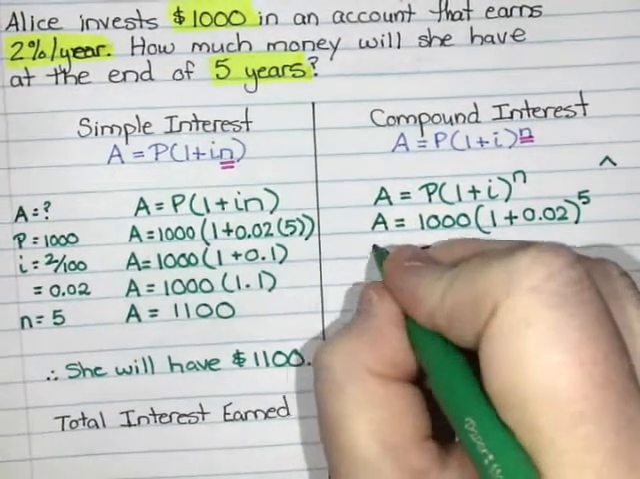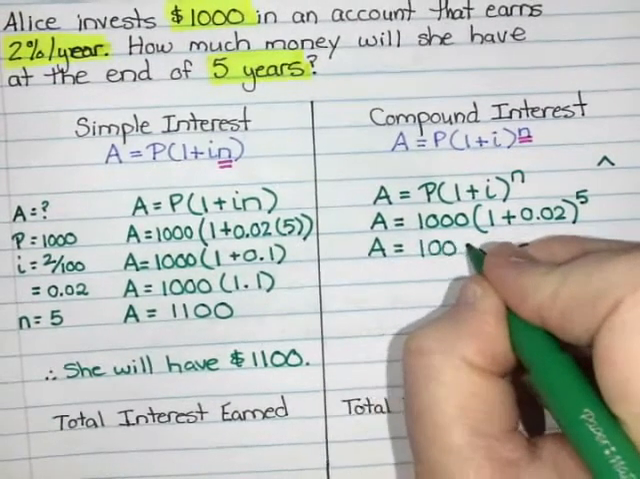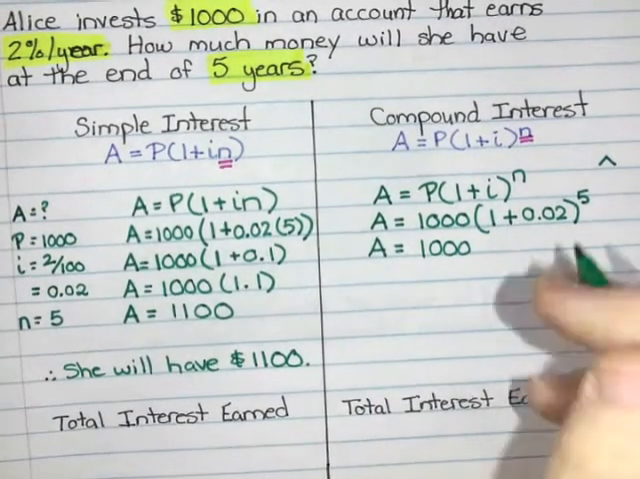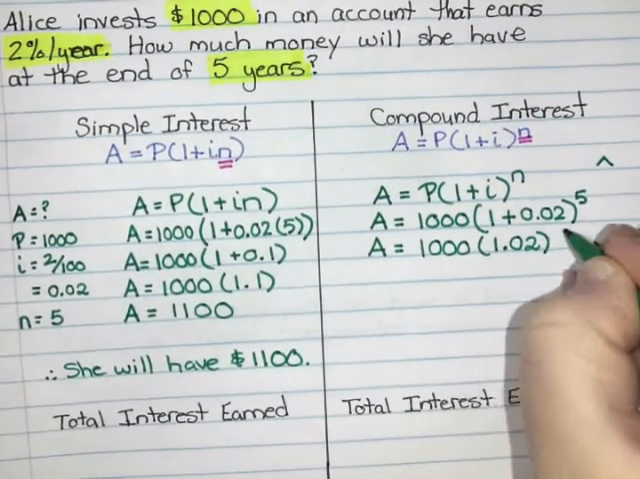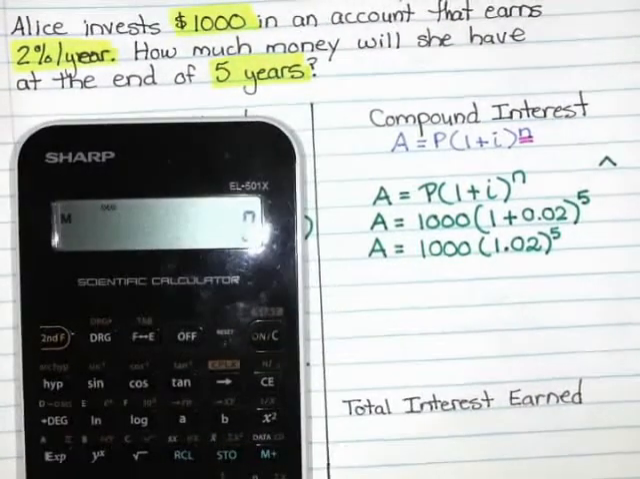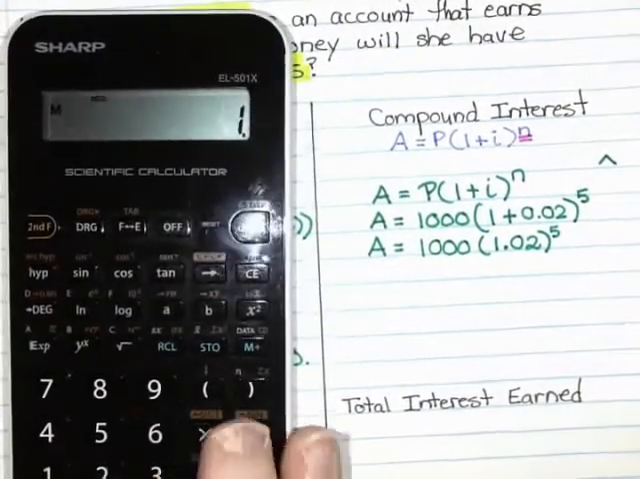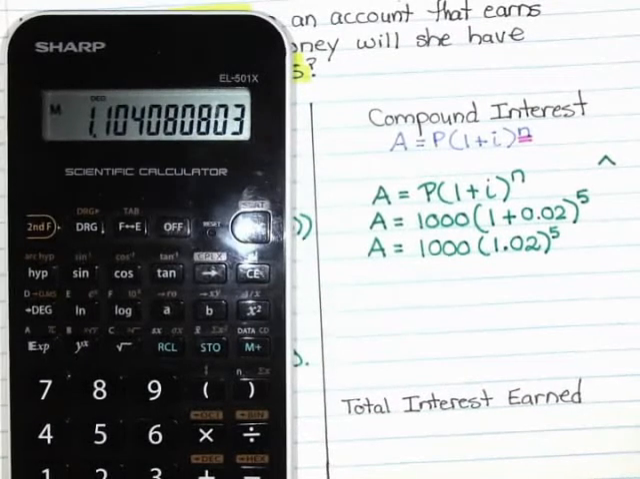So when I'm calculating, BEDMAS says you start with brackets. So I'm going to do 1 plus 0.02, which is 1.02. And then that is to the power of 5. So up next, you should do exponents. So 1.02, I'm going to use my exponent button, to the power of 5 equals, I do not want to write that down.